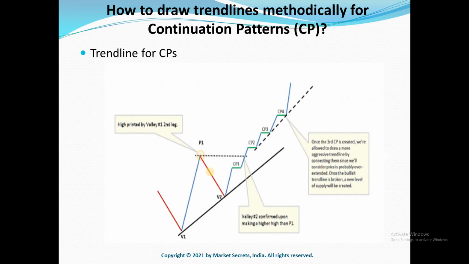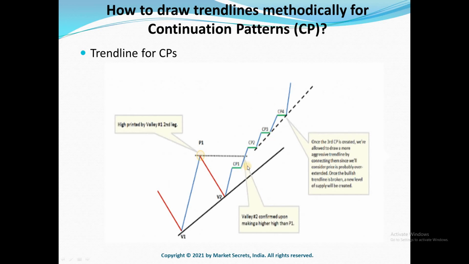We can create trend lines using two valleys, or two peaks, or three CPs. As simple as that. You cannot form a trend line using one valley and one or two CPs. Likewise, you cannot draw a trend line using one peak and one or two CPs. We can create a trend line if we find three CPs continuously in the chart. So if you look here, there are four CPs continuously in the chart.